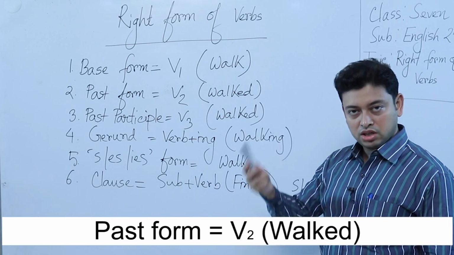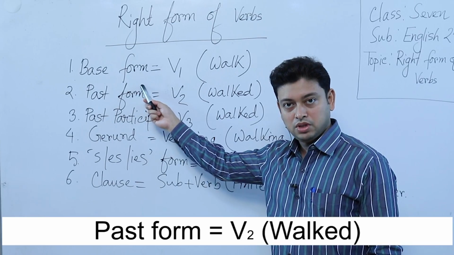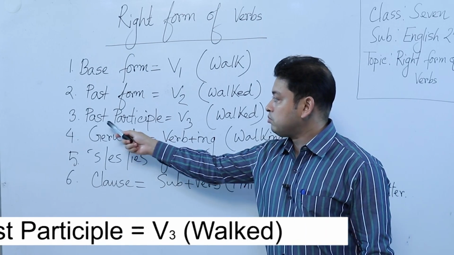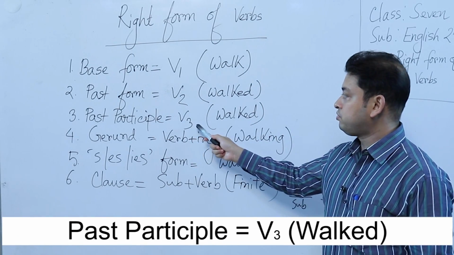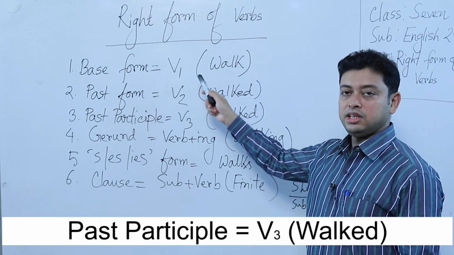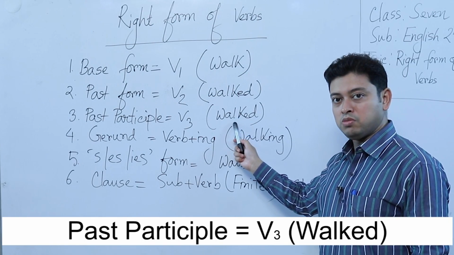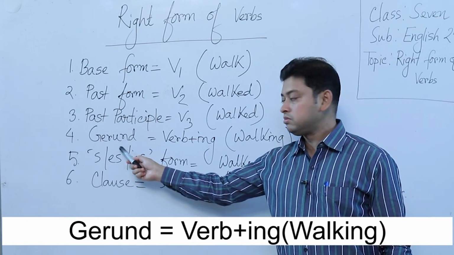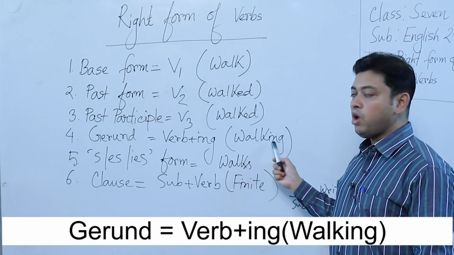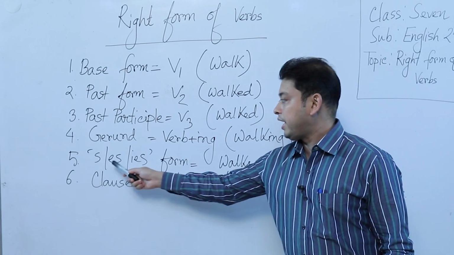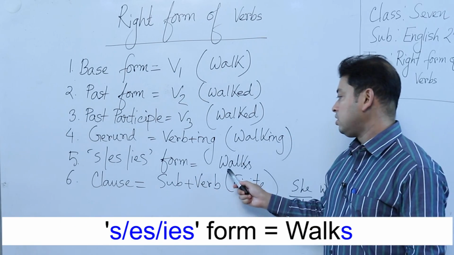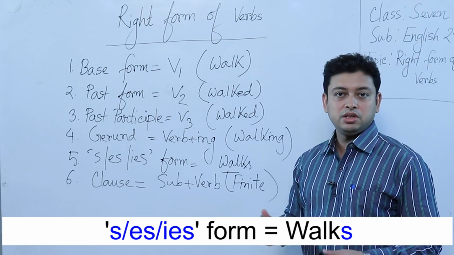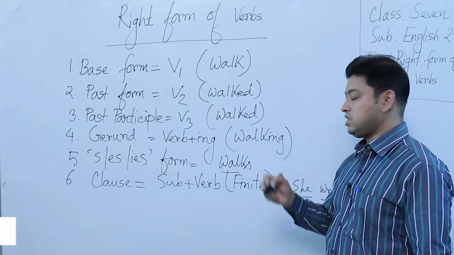So when I tell you about V1, I am actually talking about the base form. When I tell you about the past form, I am talking about V2. Then comes the past participle form, this is the V3 form. In short, we define these things. So this is the past participle form of V1, work, worked. Then the gerund form, verb plus ing, working, acting like a noun. Then the S or ES or IES form, works. Work is the main verb here, and S is added because the subject may be third person singular, that is why there is a change here.